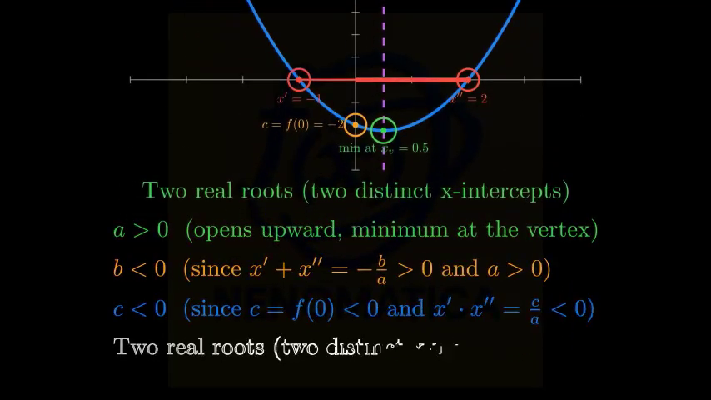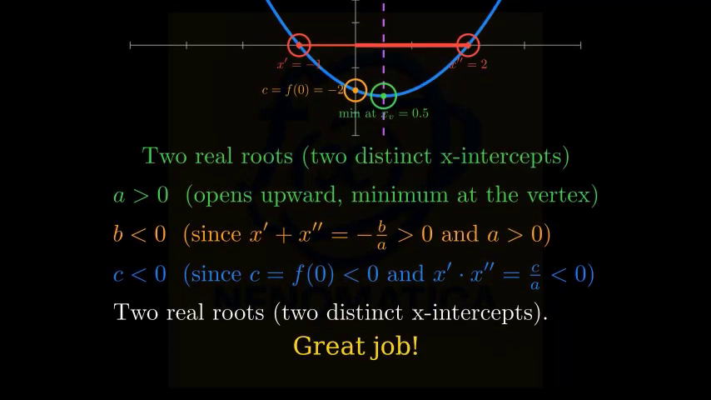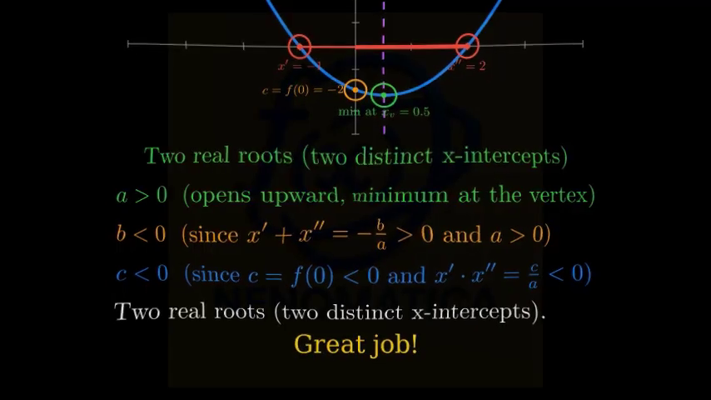Summary: A is positive because the parabola opens upward. B is negative because the sum of the roots is positive. C is negative because the y-intercept is below 0, and equivalently the product of roots is negative. The graph intersects the x-axis twice, so there are 2 real roots. Great work! Reading coefficients directly from the graph is a powerful and quick way to understand quadratics at a glance.